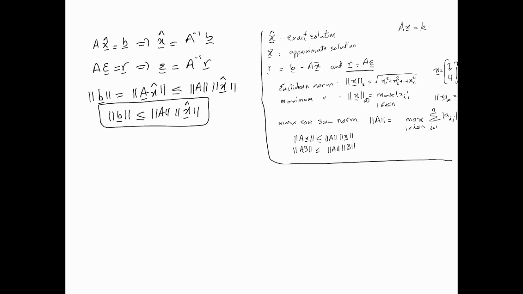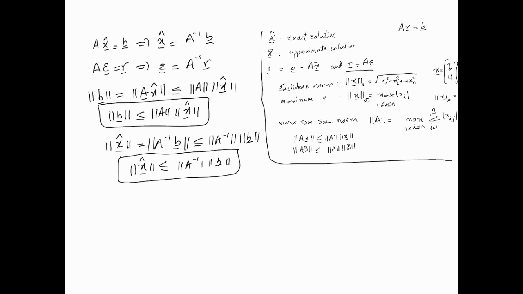Now, in a similar way, if I go to the other relationship here, which is x equals A inverse B, then clearly the norm of x hat is equal to, of course, the norm of A inverse times B, which is less than or equal to the norm of A inverse times the norm of B. Should be simple enough, which means essentially that the norm of x is less than or equal to the norm of A inverse times the norm of B. Let me put a square on that as well. So easy enough. I hope you can see where that's coming from.